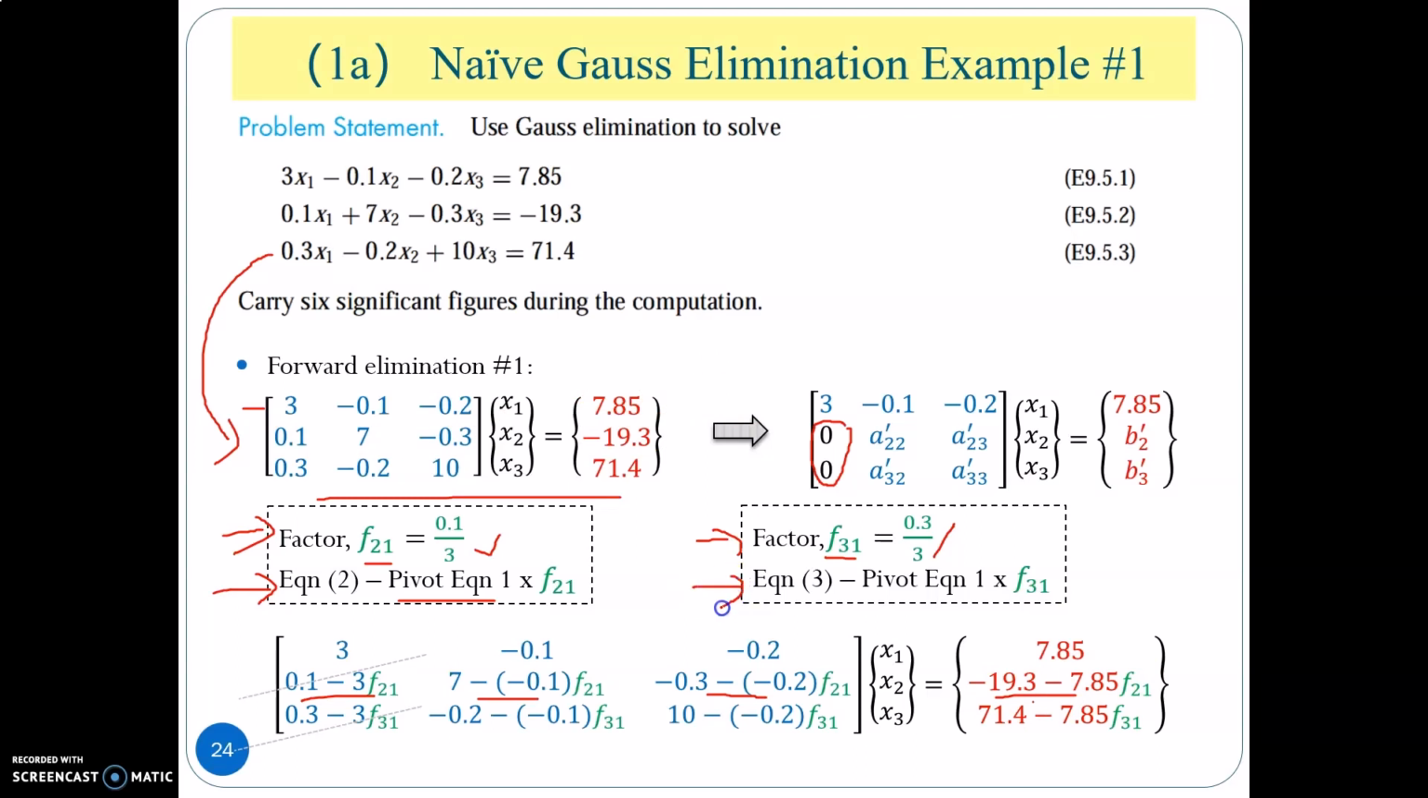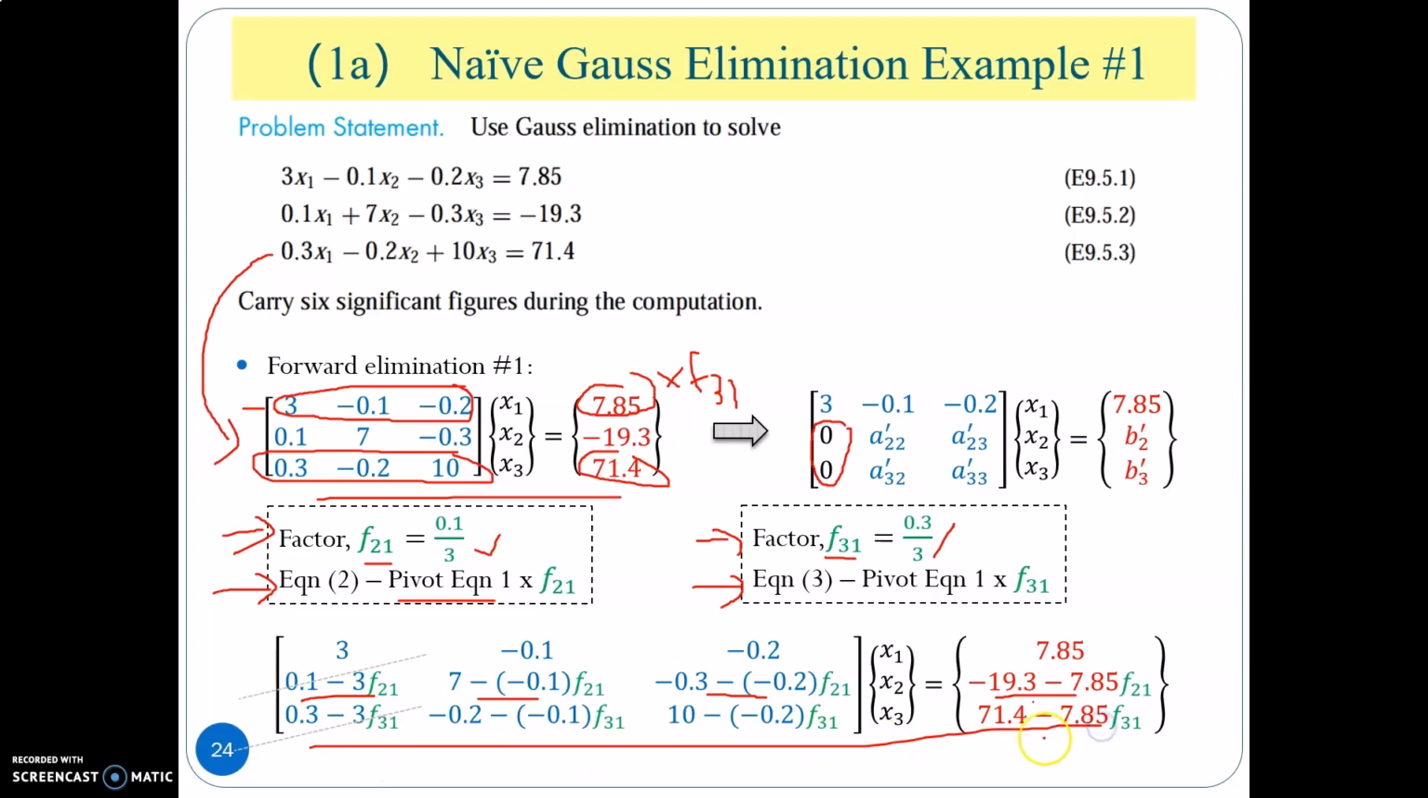Similarly, we can perform this formula by taking equation 3 here minus the pivot equation 1 and multiplying with F31. Using a similar procedure, you should be able to obtain this answer. And then when you look at this component, when you substitute F21 inside, the 3 can be cancelled. 0.1 minus 0.1 gives you 0 for this term. And then you substitute F31 inside this, you should be able to obtain 0 as well. With that, you succeed in performing the forward elimination 1.